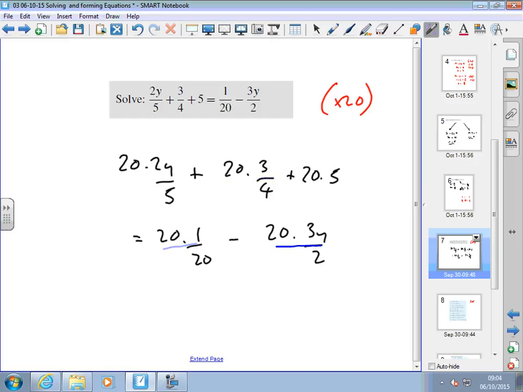But another way of looking at this is, can I simplify the fraction? Yes. Can I think of a number that goes into 5 and 20? 5. 5 goes into 5 once, 5 goes into 20 4 times. I can simplify here, look. 4 goes into 20 5 times, 4 goes into 4 once, and so on. That's why we picked 20, because it was a number that they all went into. So I can simplify the fractions, and they end up with 8y plus 15 plus 100 equals 1 minus 30y. And if you're looking at this, just check you can see those numbers all work.